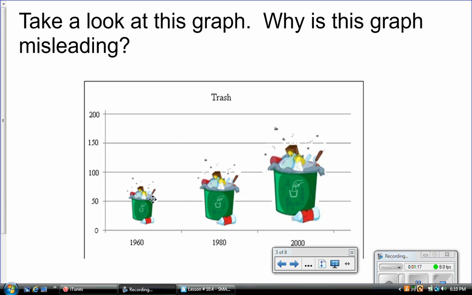Because we look at the amount for 1960, which was around 50, but then we compare it to 2000, where it's at 150. And what throws us off is that this diagram is so much larger than the one for 1960. Yes, the amount of trash has grown 3 times between 1960 and 2000, but look at the size of these diagrams. We would think that the amount of trash has increased many more times than just 3 times. So that's what makes this graph misleading.